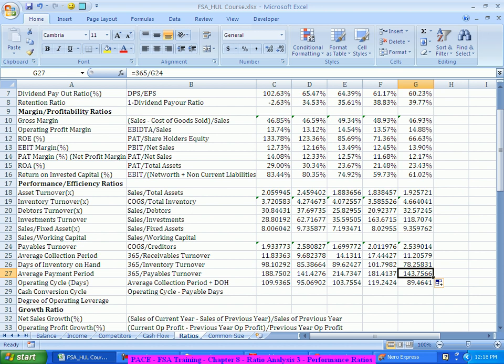So if this number always stays like this, if your operating cycle, which is the summation of these two, is lesser than your average payable period, there is always an advantage. You don't need to take a working capital loan. This is the necessity for a working capital loan.